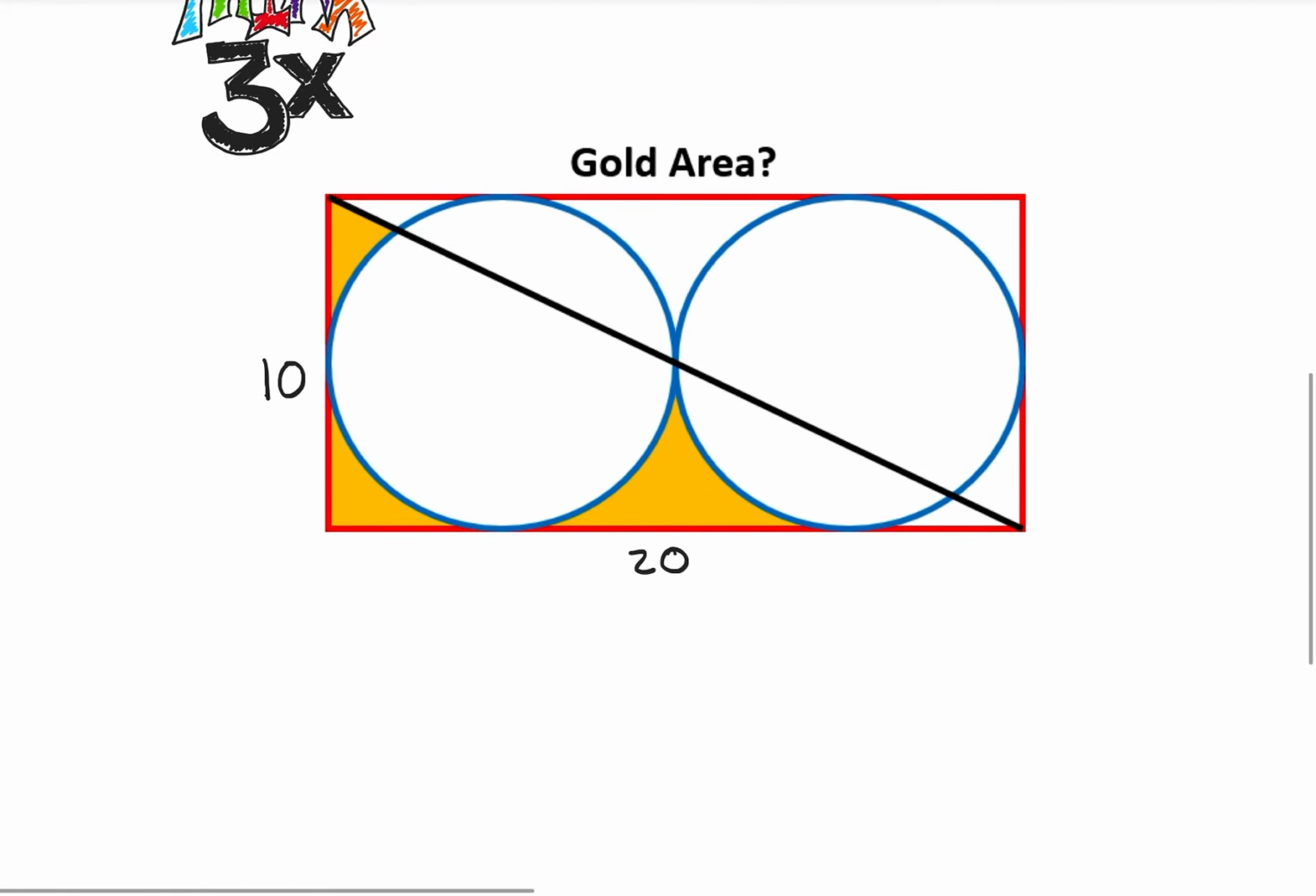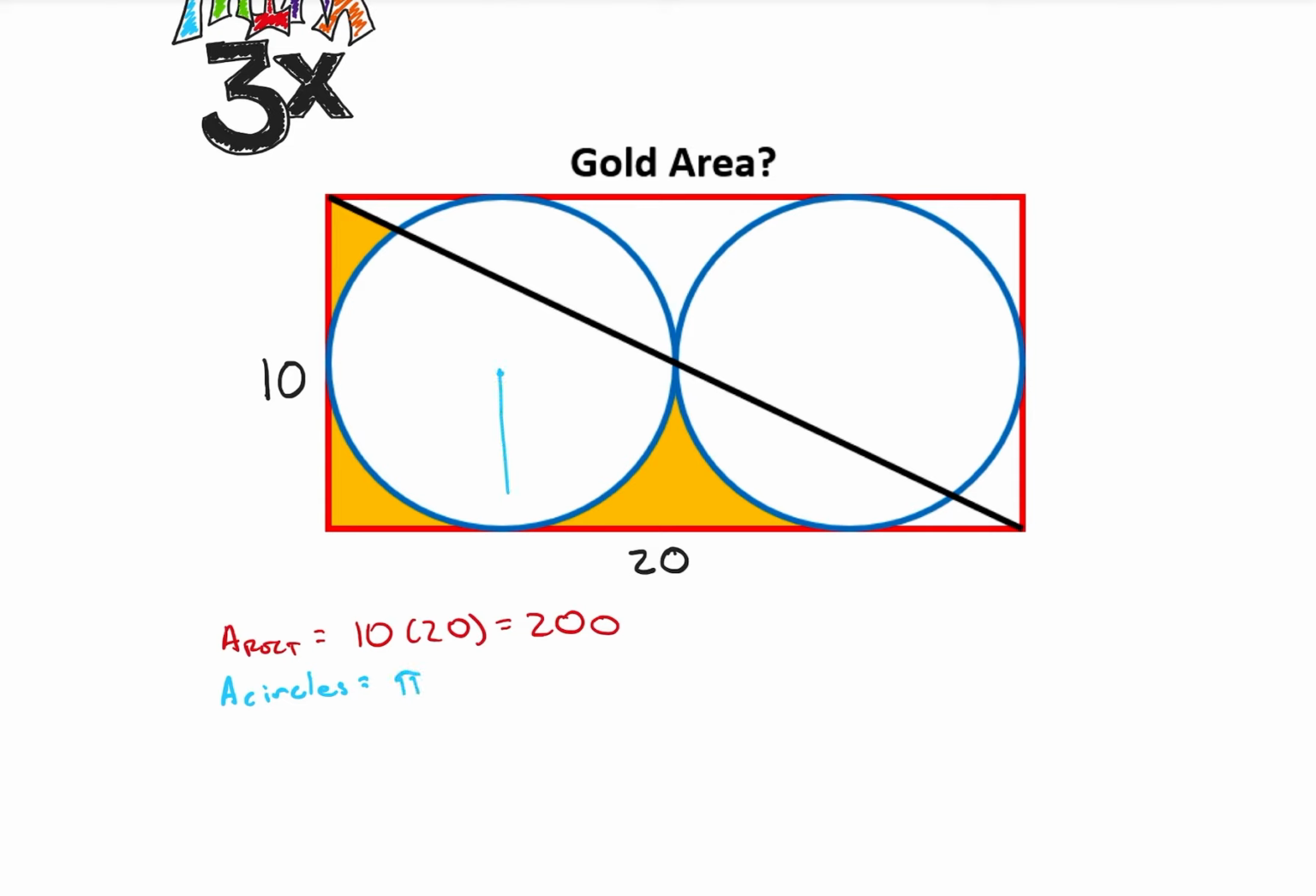What I'm going to notice first is the area of my overall rectangle is going to be 10 times 20, which is just 200. And I can also look at the area of my circles. The area of a circle is pi r squared. So pi times my radius, which will end up being 5 because it's 1/2 the side length. So 5 squared. And since there are two circles, I'm going to have a total area of 50 pi.